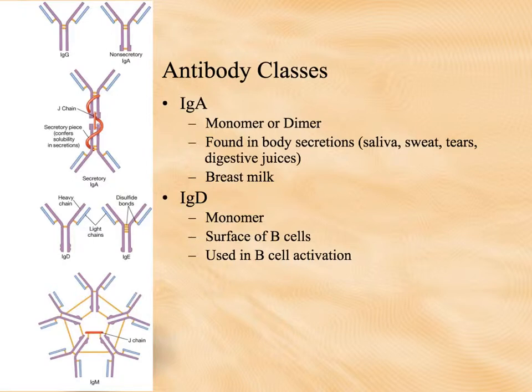IgDs are always monomers, so here's our IgDs. And they are found on the surface of B cells, and they're used in the activation of the B cells.